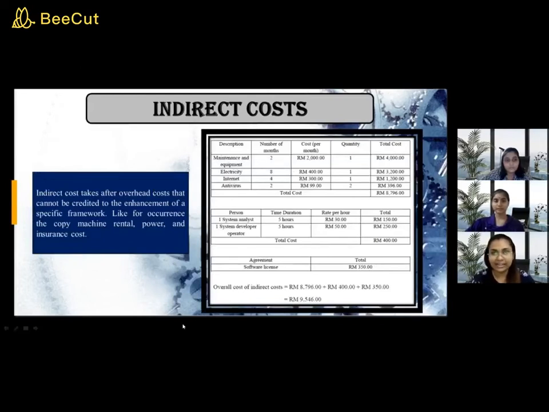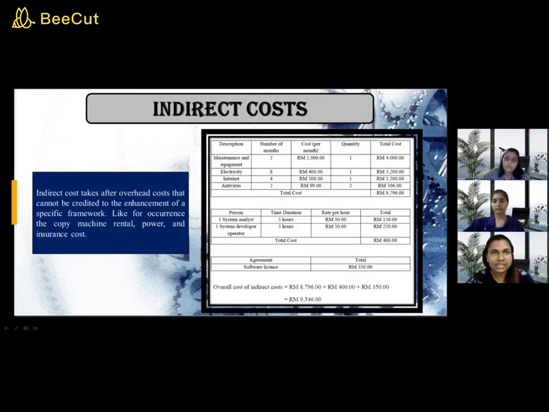Next is indirect cost. Indirect costs are overhead costs that cannot be credited to the development of a specific system, like for instance copying, machine rental, power, and insurance costs. Number of months for maintenance and equipment is 2. Cost per month is 2,000 ringgit. Quantity is 1. Total cost will be 4,000 ringgit.